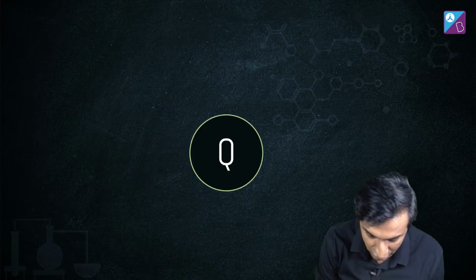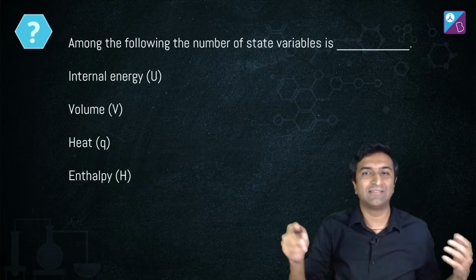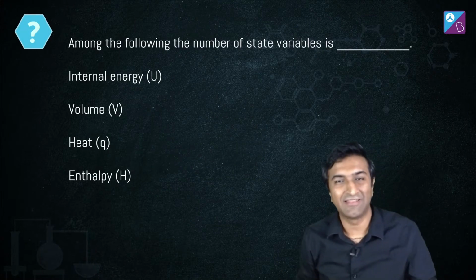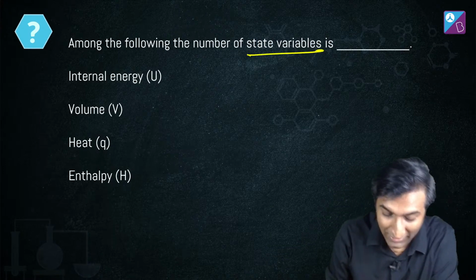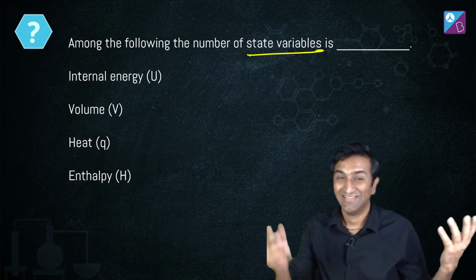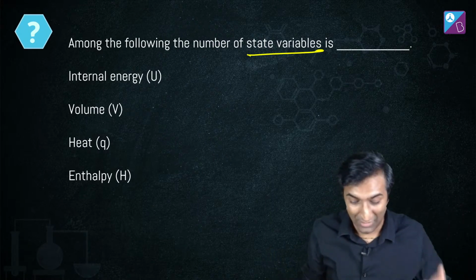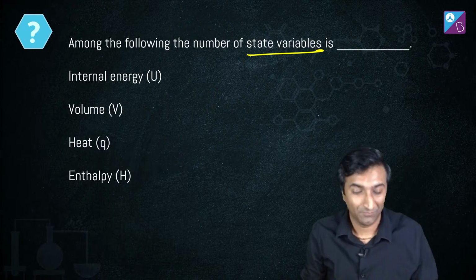Let's now talk about the next question. Now such an easy question will come, you will be like, brother, what is this? After studying so much, this is what comes in JEE? Yes, this is what comes in JEE. Among the following, the number of state variables is what? Yeah, this has come in JEE Main. I'm not making this up. How many of these are state variables? Let me know.